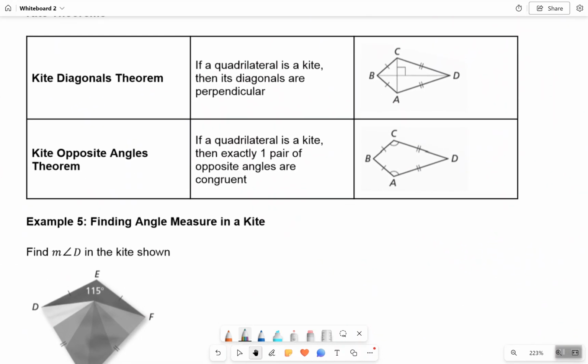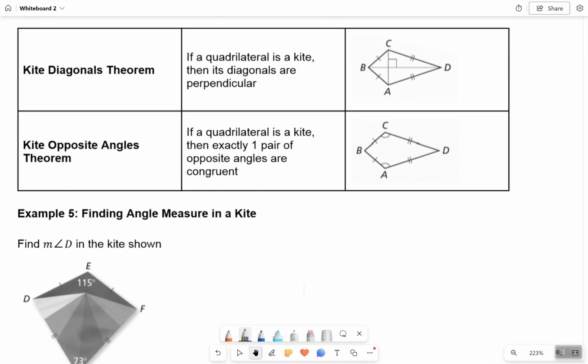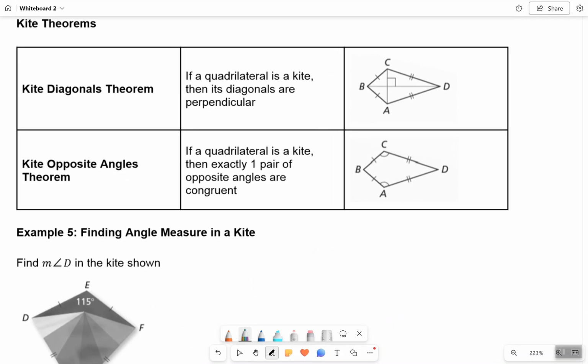Some kite theorems, kids, and we'll just look at something in example 5 and 6, and we'll be good to go. Okay, kite diagonal theorems. If a quadrilateral is a kite, the diagonals are, what's the word here? Meaning the angles in the middle here have to form what angle? Right angles. And it also says kite opposite angles theorem. If a quadrilateral is a kite, then exactly one pair of opposite angles are congruent. Notice in this right here, C has to be congruent to what? But B cannot equal angle what?